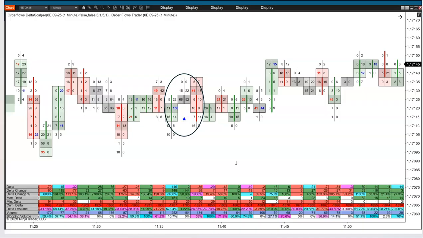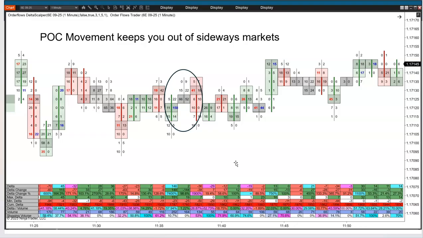But when you add the POC movement as a sort of a filter in the signal, you don't get the buy signal because it's picking up that the POC, there's no shift in volume taking place, right? And that's the beauty of it, right? If you can eliminate some of the trades that are sort of borderline, right?